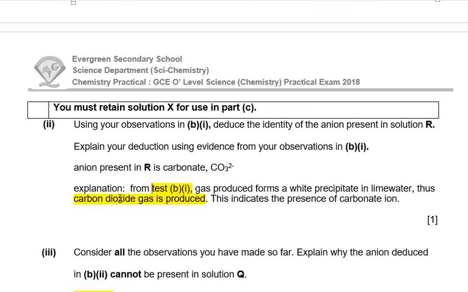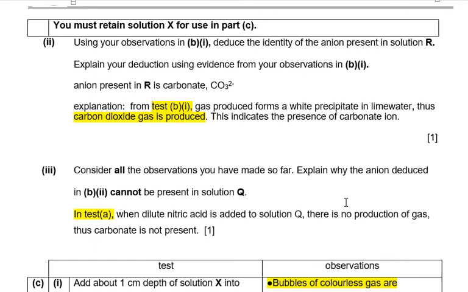Hence, carbon dioxide gas is actually produced, and this indicates the presence of your carbonate ion. So your anion that is present in R is your carbonate ion. And then for part 3, you're asked to consider all the observations you made so far and explain why the anion deduced in B part 2 cannot be present in solution Q. Over here I have my carbonate ion that's present in R.